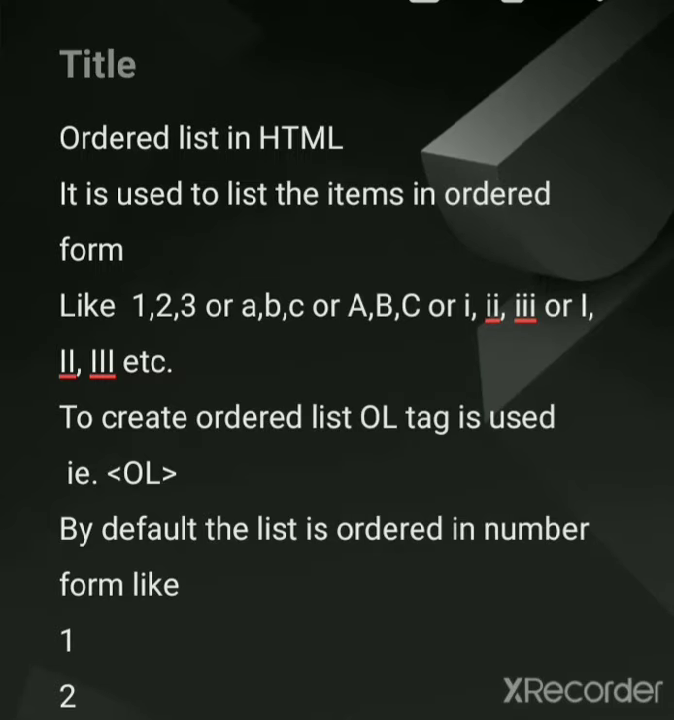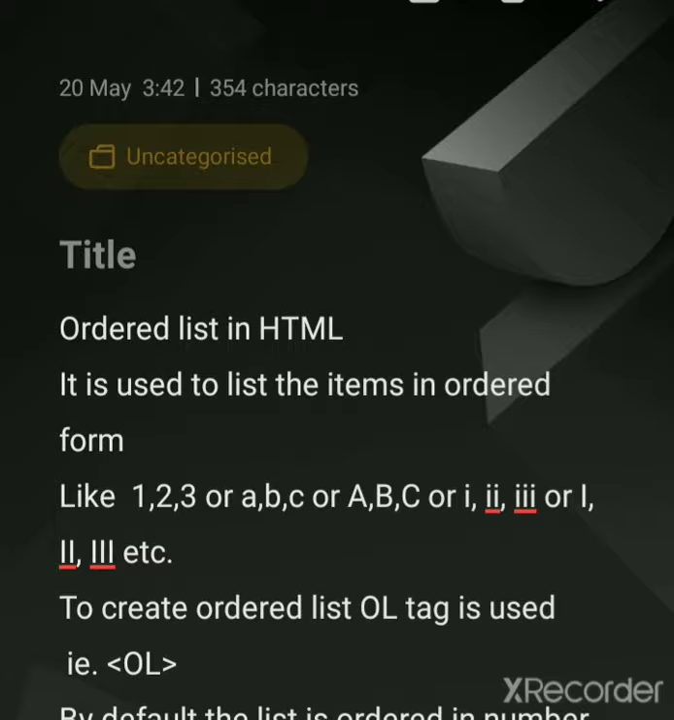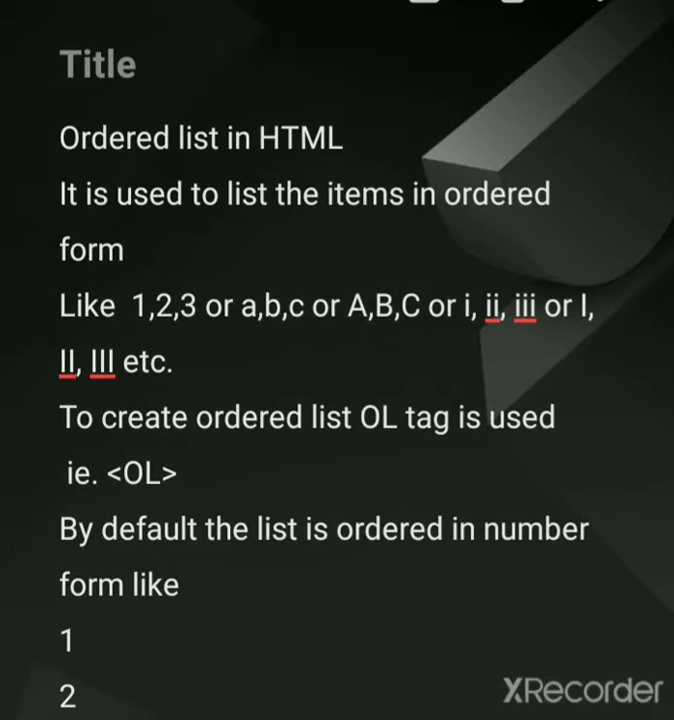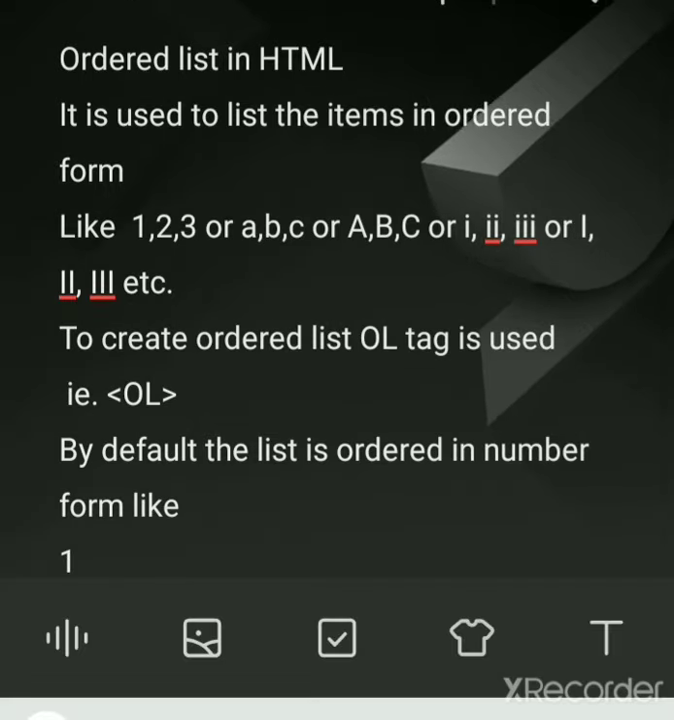Hello everyone, now we'll see how to create an ordered list. First we'll see what an ordered list is. An ordered list is used when you want to list the items like 1, 2, 3, 4 or A, B, C or in Roman letters. So to create an ordered list, the OL tag is used.